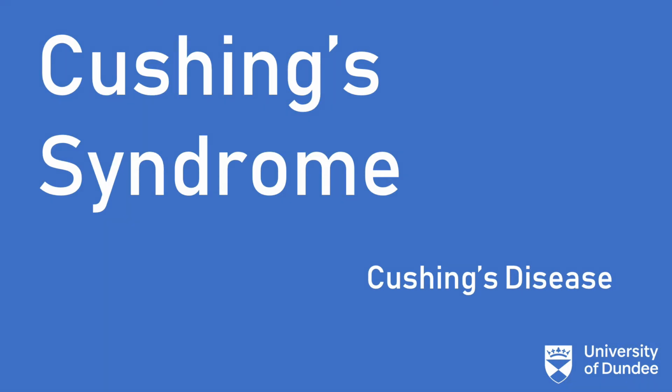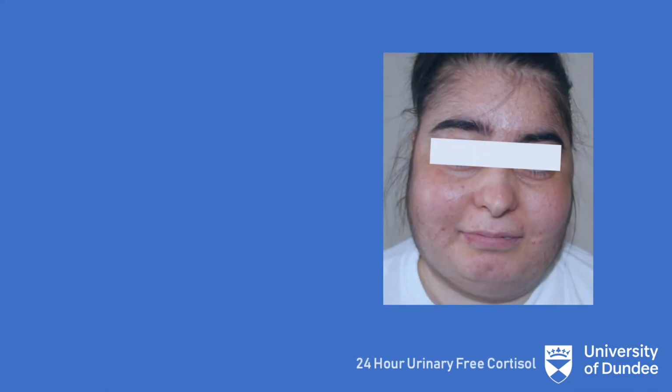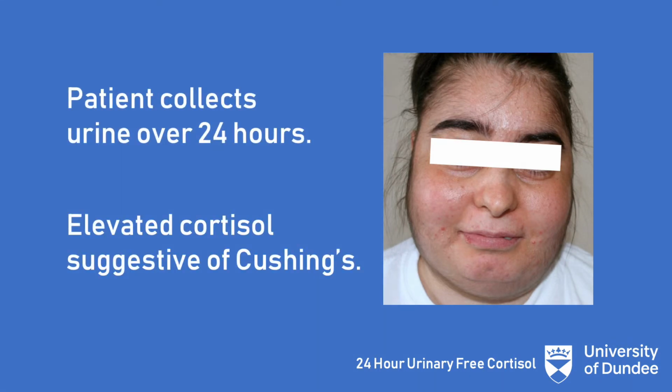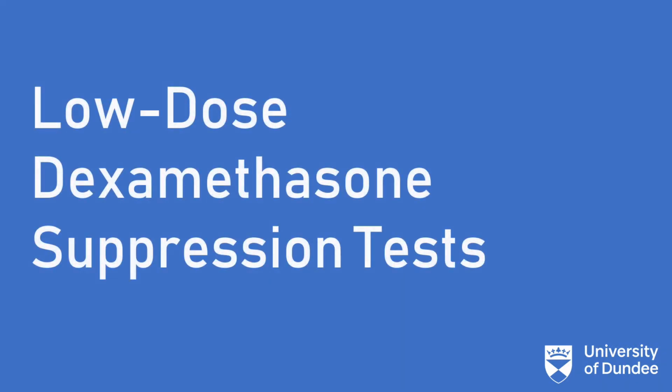Keeping that in mind, let's look at diagnosis. The patient might be asked to collect urine for 24 hours initially, as the elevated presence of cortisol in the urine is suggestive of Cushing's syndrome. If 2 of these tests are carried out and the syndrome is indicated, the gold standard method of diagnosing Cushing's syndrome, the low-dose dexamethasone suppression test, is carried out.